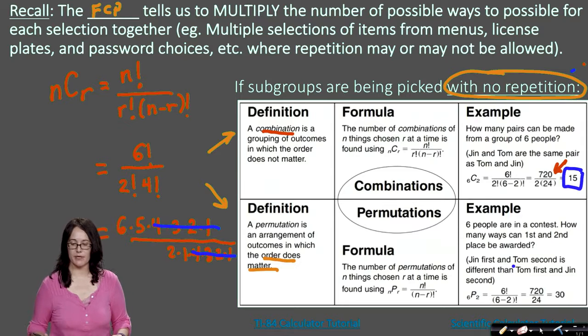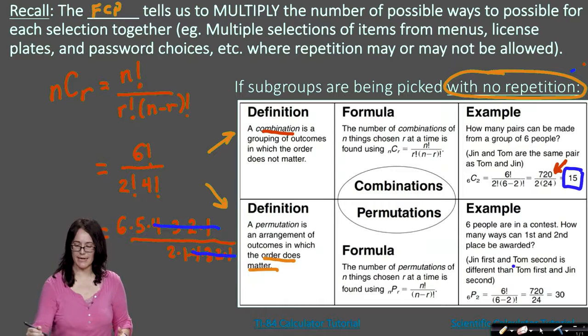So that's an example that you notice below. It says, suppose you have 6 people who are trying to compete for a contest. We want to know how many ways you could award a first place prize and a second place prize. So you're still just choosing 2 winners, but they're getting a different outcome. Maybe the first place winner will get a $50 gift card, and the second place winner will get a $25 gift card. The order matters here. So it's not a combination, but a permutation.